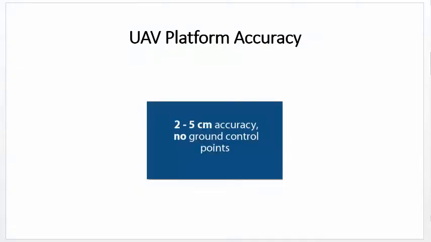The accuracy of this UAV platform is 2 to 5 centimeters and uses no ground control points. The control points are captured using RTK, or real-time kinematic survey-accurate GPS, on board the plane. This enables the user to select the accuracy required and the ground sampling distance.